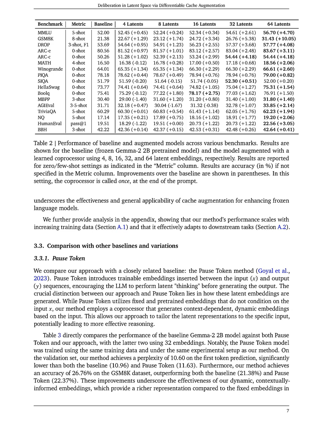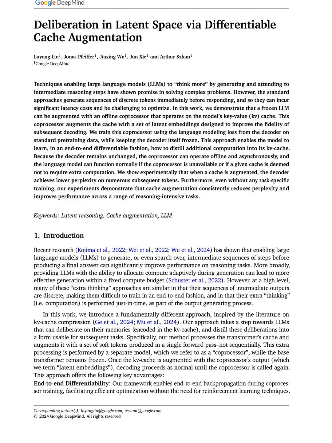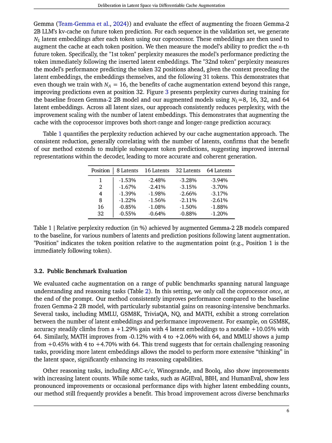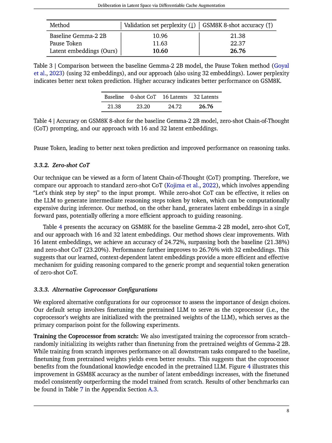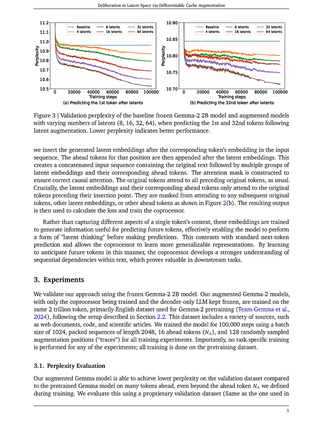The theoretical benefits of our method, which utilizes a coprocessor to generate context-dependent latent embeddings, include enhanced reasoning capabilities through dynamic input-specific representations, as opposed to the fixed embeddings used in the pause token method. This allows for a more tailored approach to augmenting the KV cache, leading to improved performance on reasoning tasks. Practically, our method demonstrates superior performance metrics, achieving a perplexity of 10.60 and an accuracy of 26.76% on the GSM-8K dataset, compared to 11.63 and 22.37% for the pause token, respectively.